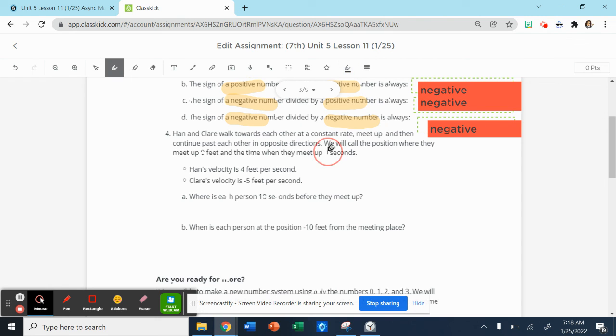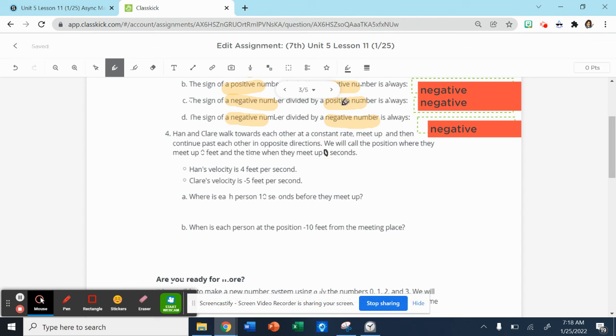Han's velocity is 4 feet per second, and Claire's velocity is -5 feet per second. Where is each person 10 seconds before they meet? And where is each person -10 feet from the meeting place? I want you to give question 4 a try independently. That's the last thing you need to do in ClassKick today.